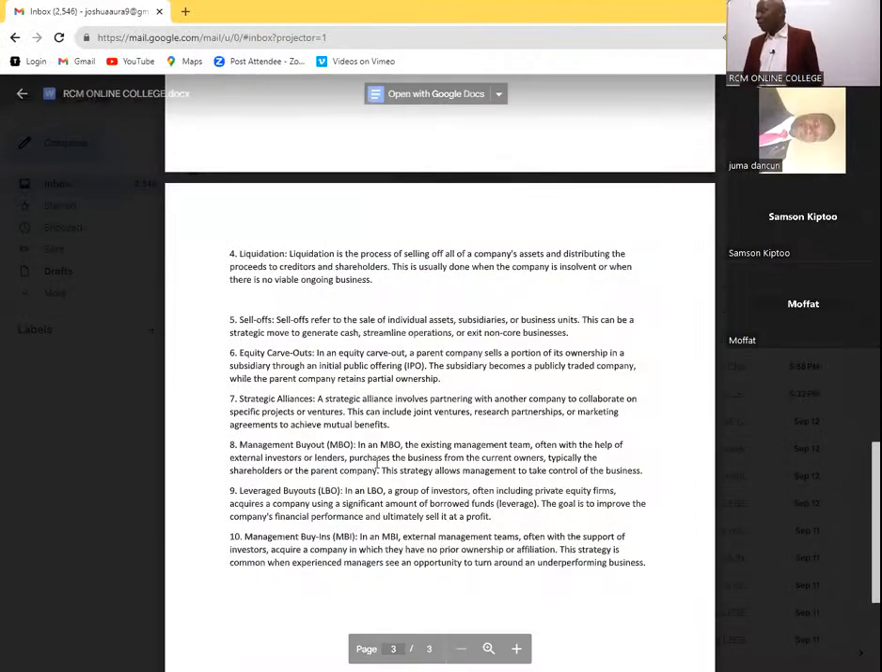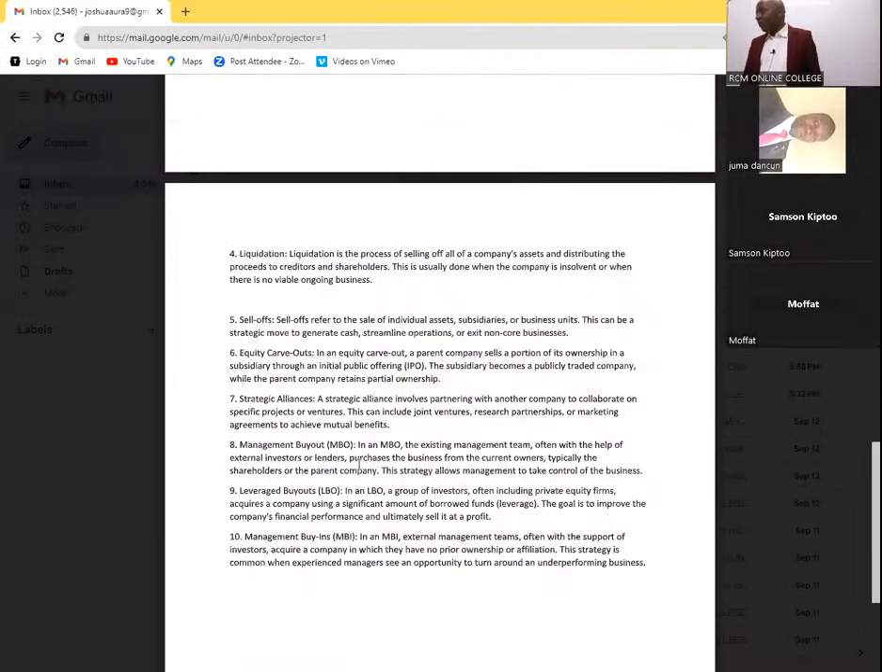Now, ladies and gentlemen, from there, we have what we call management buyout. So management buyout, these are very, very important. I love this. We don't differentiate management buyout and management buy-in. You are a genius.